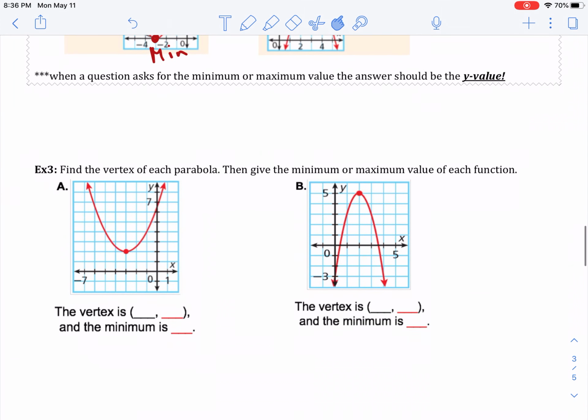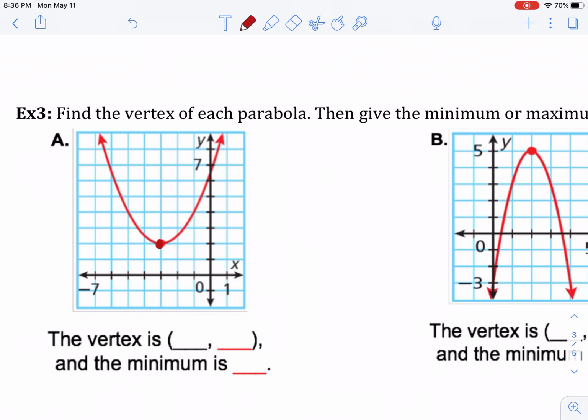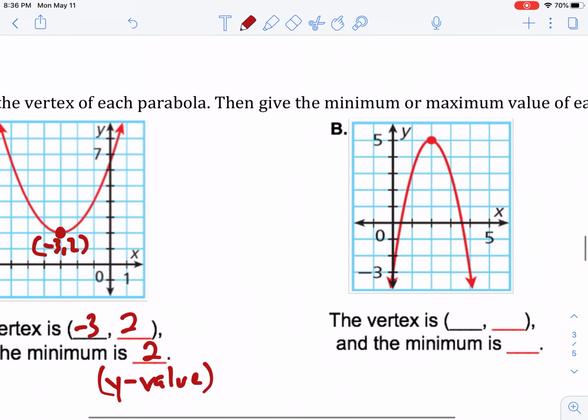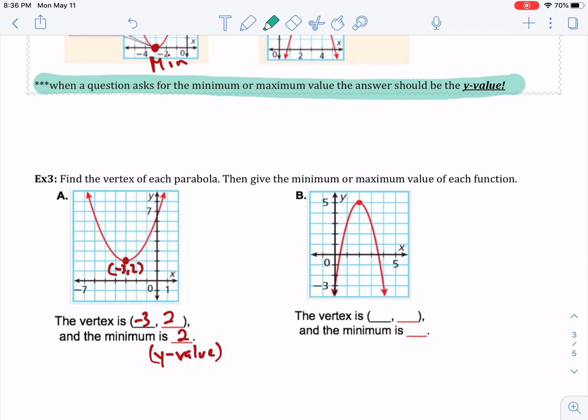Examples 3, A and B, find the vertex of each parabola. So basically, what are the coordinates at this point right here? That point looks like, what, -3, 2. -3, 2. Now, when it says the minimum is, you basically rewrite the y value. The y value is 2. If it asks you what the minimum or maximum value is, you rewrite the y value. Okay, that's what this thing says right up here. When a question asks for the minimum or maximum value, the answer should be the y value.